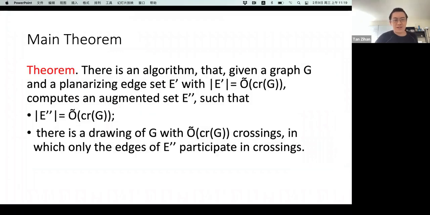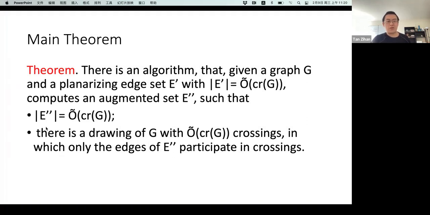Okay, so now I will sketch the proof of the main theorem. I will start with some motivation. Let's look at the main theorem statement again. It says that there exists an algorithm that, given a graph and an edge planarity set E prime with size approximately CRG, we can compute an augmented edge planarity set E double prime such that the size is still approximately CRG. And there exists a near optimal drawing with approximately optimal number of crossings in which only edges of E double prime participate in crossings.